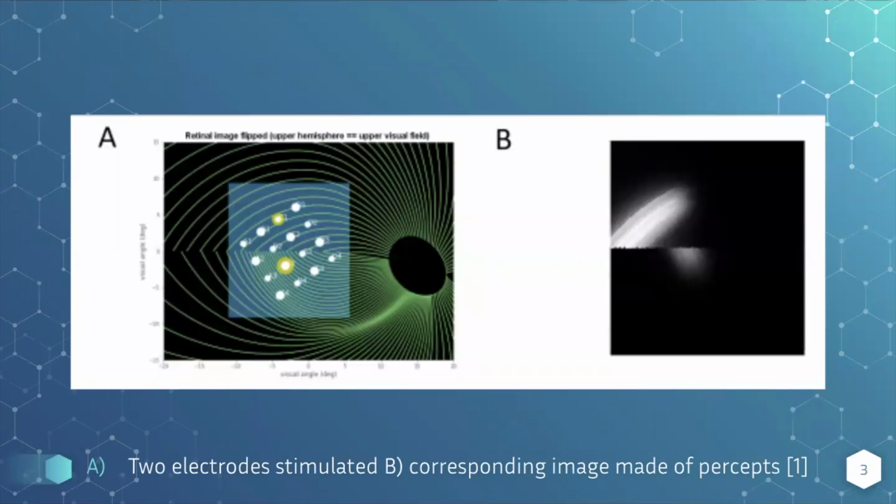In image A, you can see the blue square, which is an electrode array in the implant. The yellow dots are the electrodes being stimulated that create percepts as seen in image B. Image B shows the percepts the user sees.